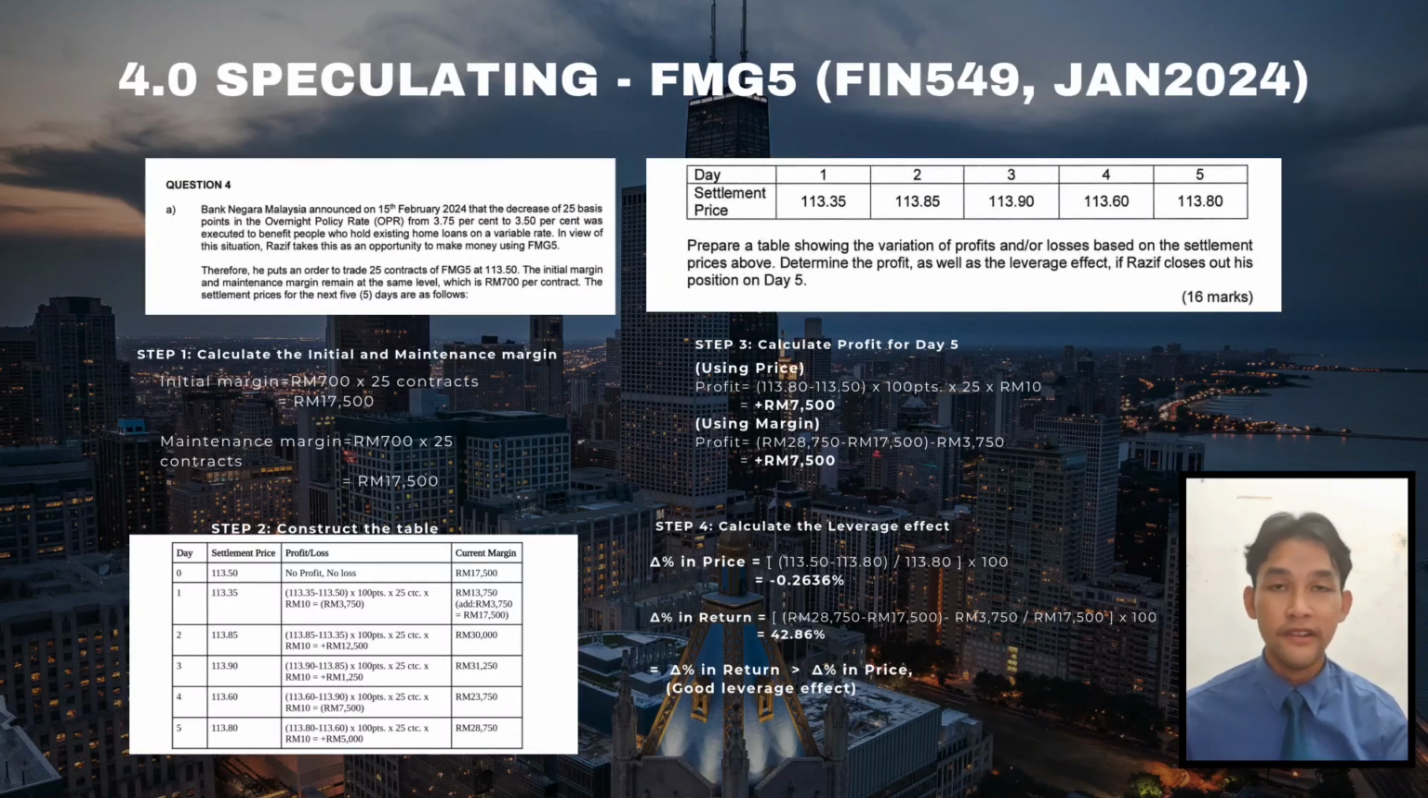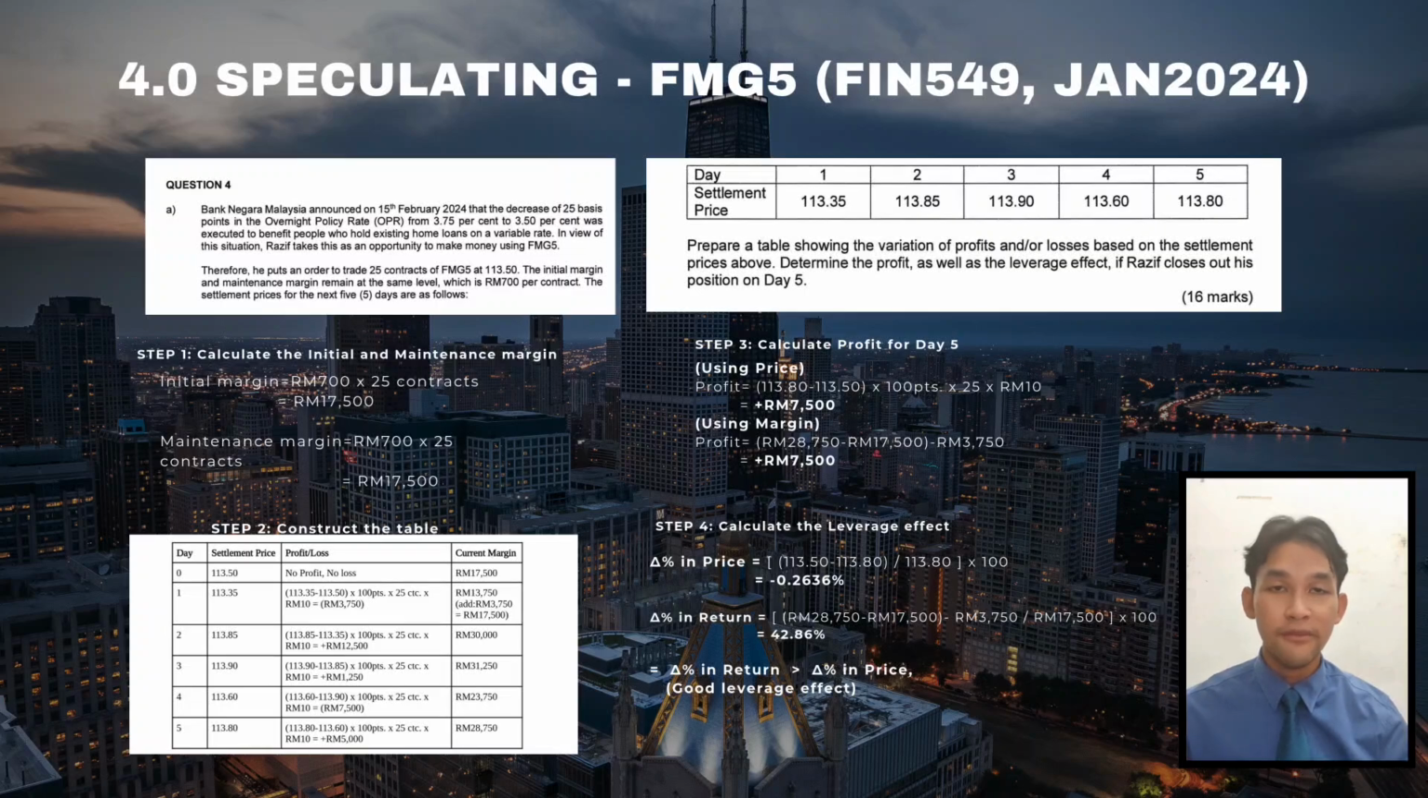For the initial margin and maintenance margin, the question stated that the initial margin is at the same level as the maintenance margin, which is RM700 per contract. So whenever the margin decreases below this level, 700 ringgit per contract, we need to add margin because the initial margin is the same as the maintenance margin. So when we calculate the initial margin and maintenance margin, we get 17,500 ringgit.